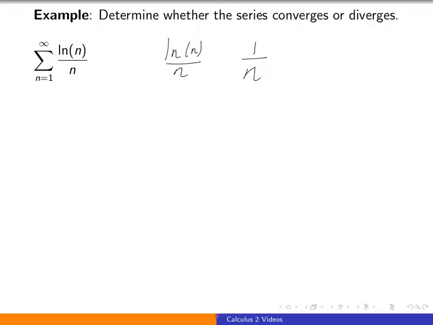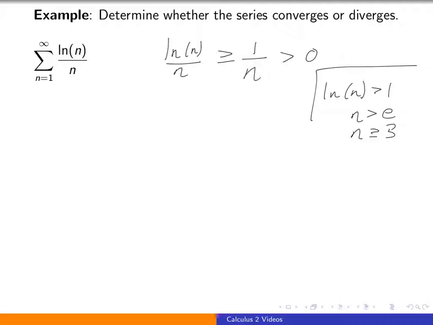And the question becomes, when will natural log of n be larger than 1? Well, most of the time. So this is going to be bigger than or equal to 1 over n, which is bigger than 0. Now this won't always be true. For example, if n equals 1, the natural log of n is 0. But in terms of when the natural log of n is bigger than 1, that would happen when n is bigger than e. So n bigger than or equal to, let's just say, 3 would work.